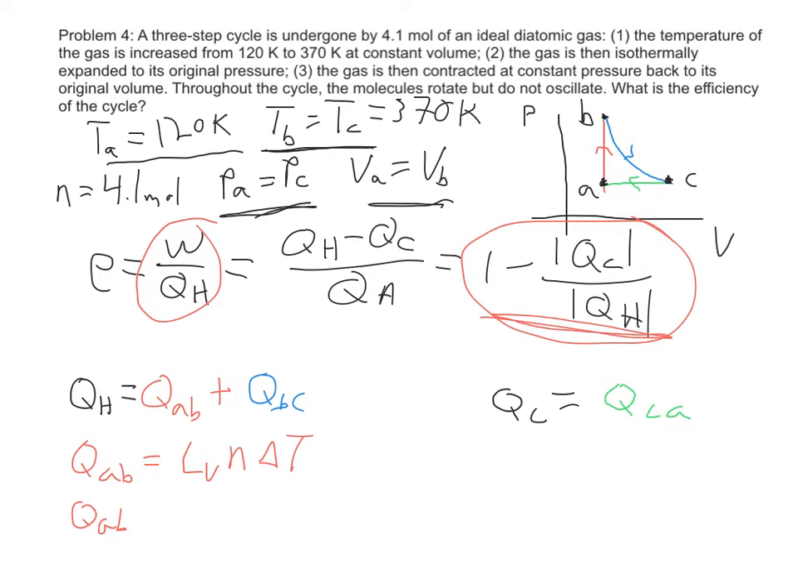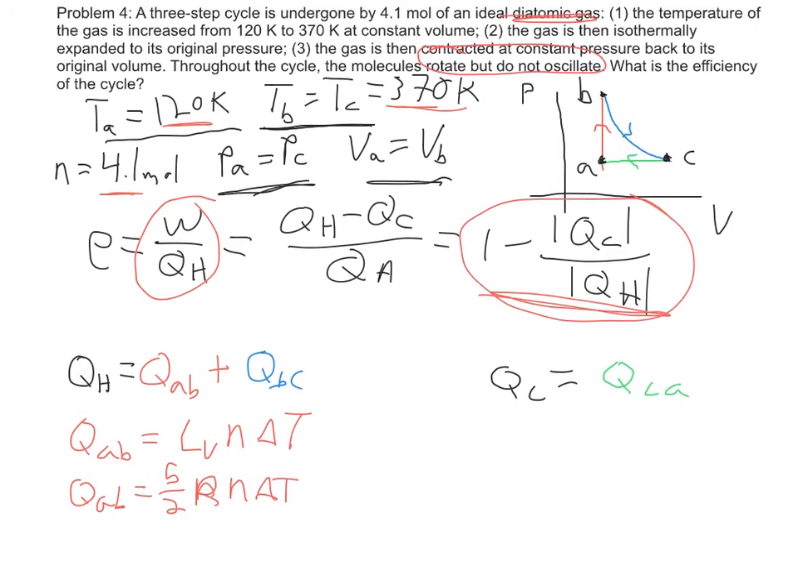Well, CV is going to be equal to, if we look up here, we have a diatomic gas. Our degrees of freedom are 5, since we're told it rotates but does not oscillate. So CV is just the degrees of freedom over 2, so 5 halves R. 5 halves R n delta T. So straight away we know R, 8.31, n is our number of moles, which is given to us, and delta T we also know, since it's going from 120 to 370 K. You can calculate and quantify QAB.